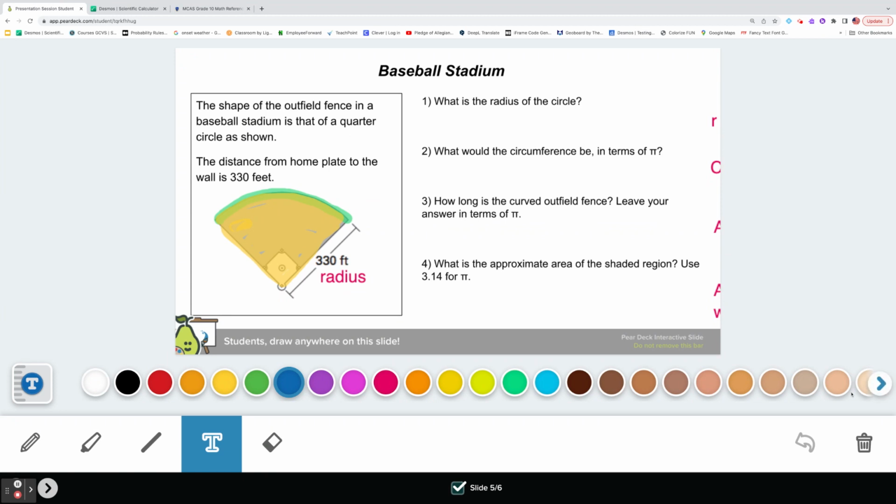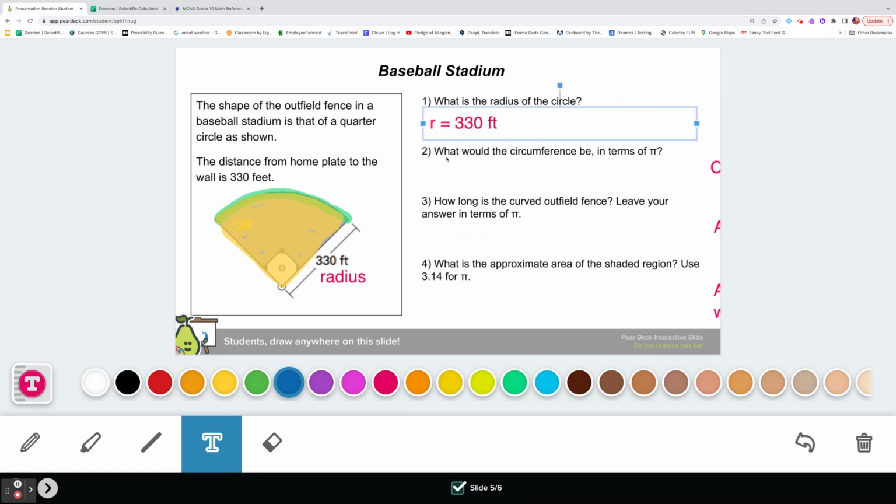This is an application problem. The title of the problem is Baseball Stadium. The shape of an outfield fence in a baseball stadium is that of a quarter circle as shown. So this green part is the outfield fence. The distance from home plate to the wall is 330 feet. So I'm interpreting this right here as the radius of the circle, okay? And it's saying, what is the radius of the circle? Well, that's given as 330 feet.